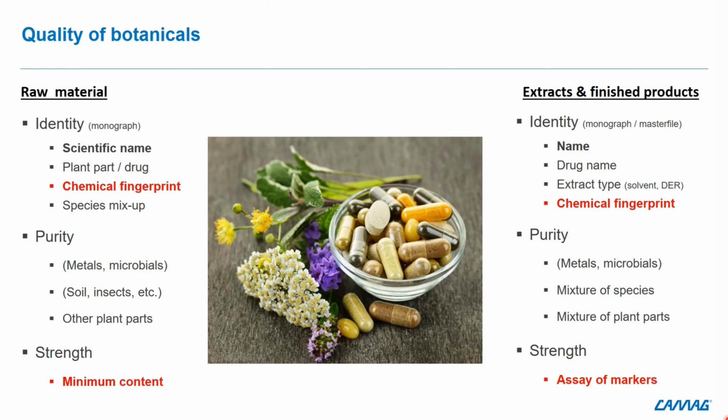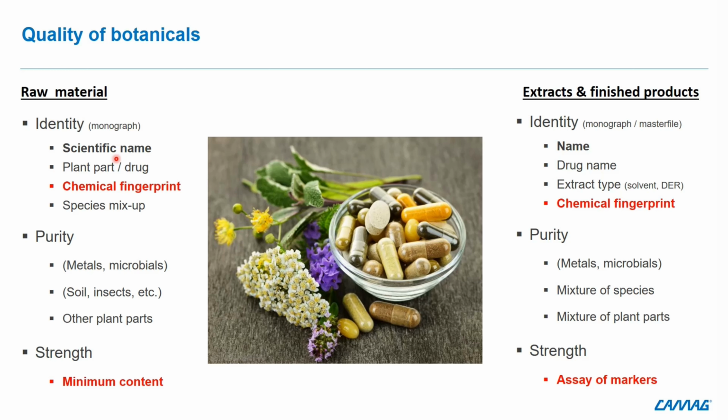In a raw material and in the extract, or at the end, the herbal drug, several tests have to be performed for quality control. For the raw material, identification starts with botanical identity, established by macroscopic and microscopic investigation, and maybe also DNA barcoding, and confirms the name of a material.